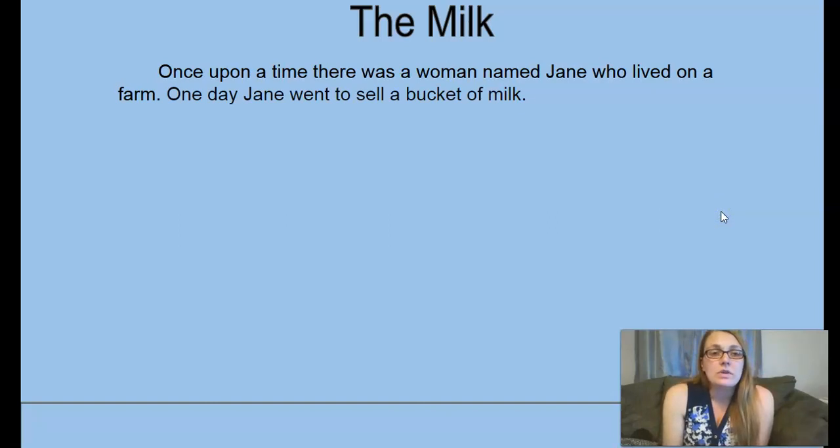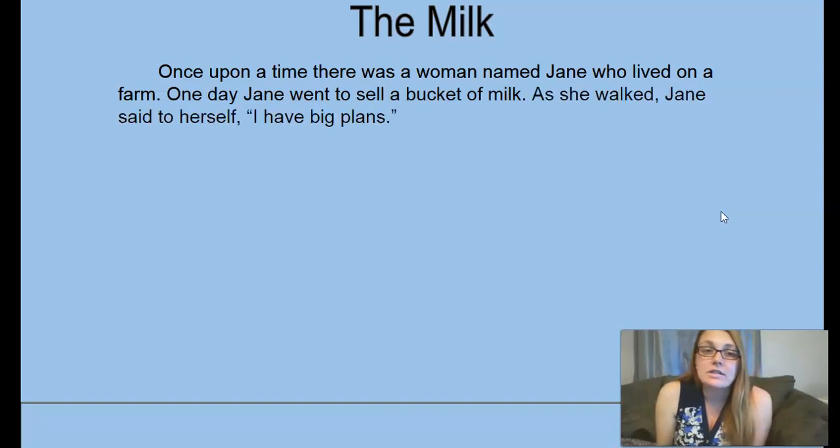So the beginning of the story, one day Jane went to sell a bucket of milk. That's the first plot point, what happened first. So as we write, we're going to add in more details going in order. The beginning, middle, ending. This will be our example together. When you write your own, you'll use your notes and write this story as a retell, how it makes sense to you.